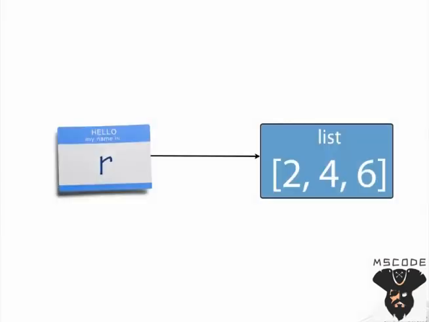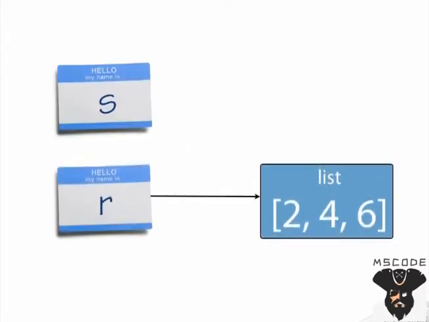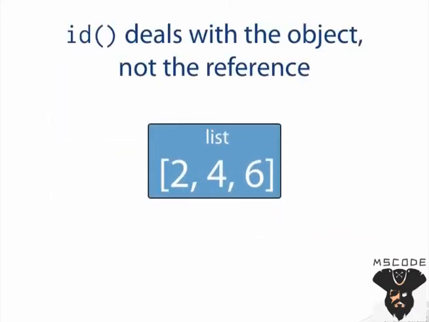Let's see that again with a diagram. First we assign r to a new list. We then assign s to r, creating a new name for the existing list. If we modify s, we also modify r, because we're modifying the same underlying object. s is r is true, because both names refer to the same object. If you want to create an actual copy of an object, such as a list, other techniques must be used, which we'll look at later.